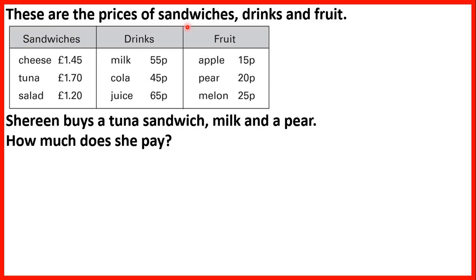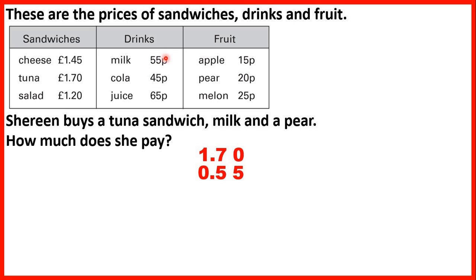These are the prices of sandwiches, drinks and fruit. Shireen buys a tuna sandwich, milk and a pear. How much does she pay? So we need to find the total of these 3 items. First, if we add the cost of a tuna sandwich, so £1.70, and the cost of milk, so 55 pence, we can then add the cost of a pear to that total.